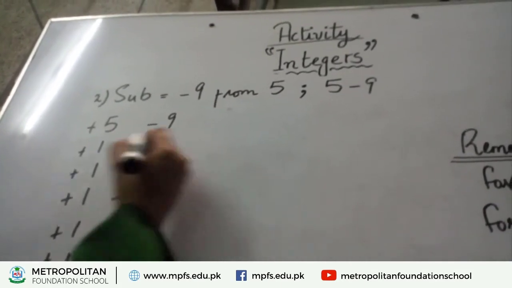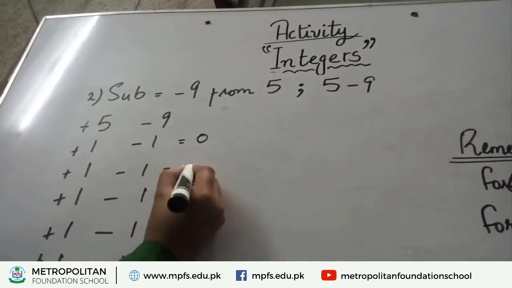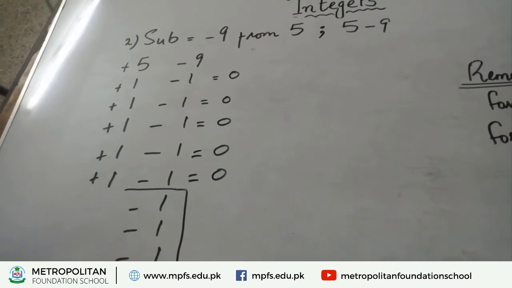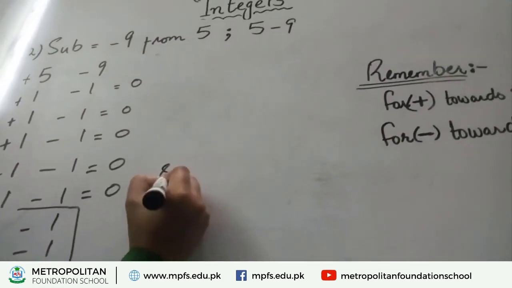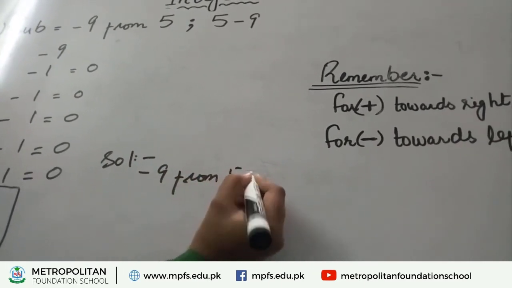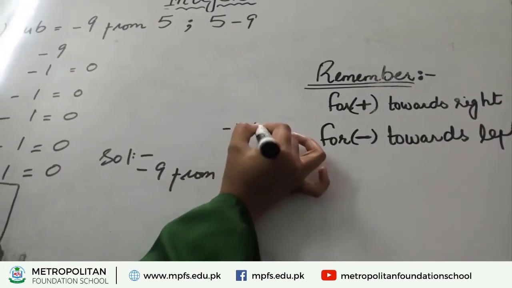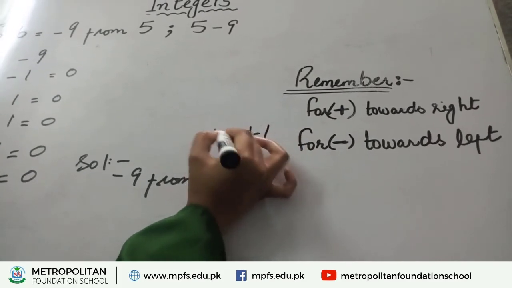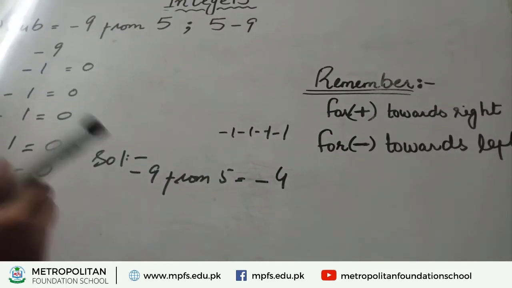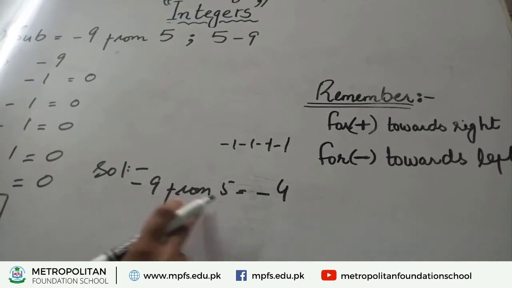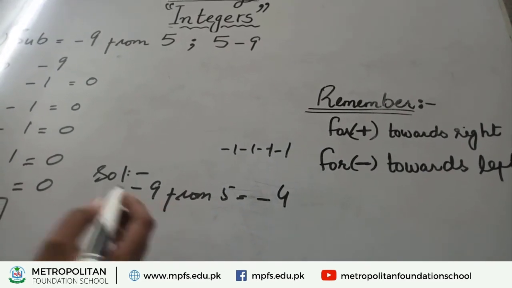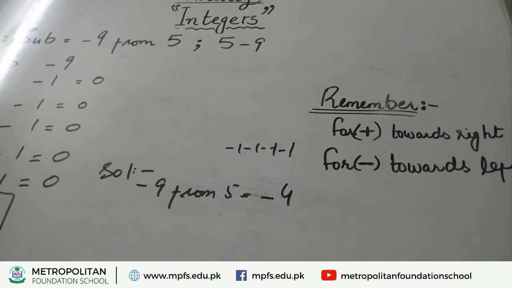Then we will do with this plus 1 minus 1 equal to 0, 0, 0, 0 and 0, and we have the remaining minus 1s are here. So the solution minus 9 from 5 equal to, you all can write here minus 1, minus 1, minus 1 and minus 1. 1, 2, 3, 4, 4 and the sign will be minus. जैसे कि आप लोगों को पता है कि हम हमेशा बड़े नंबर की साइन लगाते हैं, तो हमारे इन दोनों में से बड़ा नंबर कौन सा है? 9, जिसकी साइन जो है वो माइनस की है, तो हमारा आंसर होगा minus 4. When we subtract minus 9 from minus 5, then the answer will be minus 4.